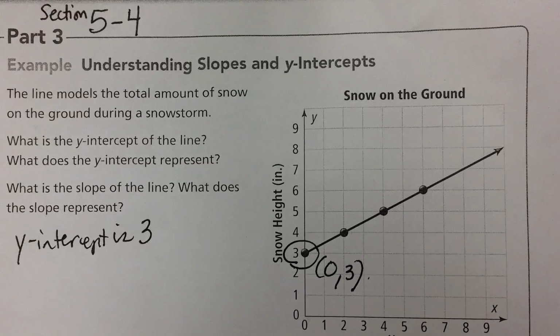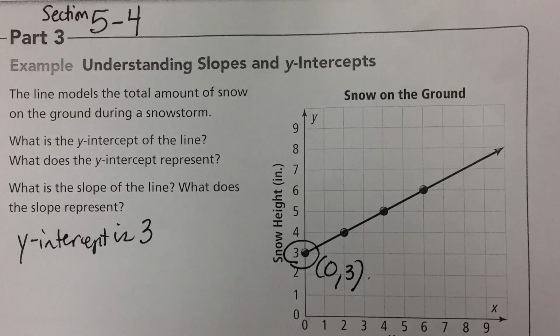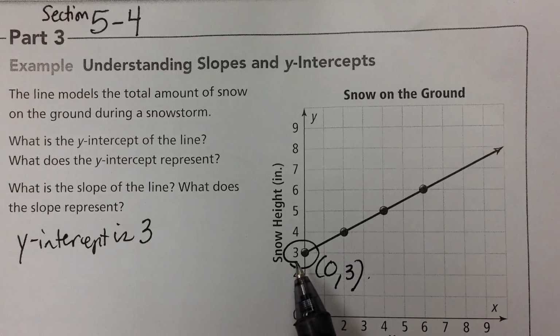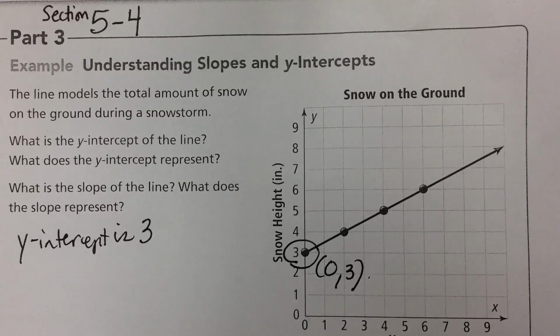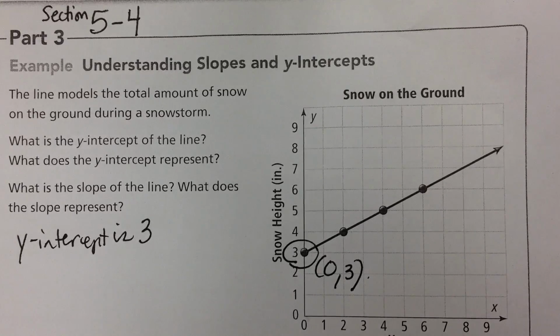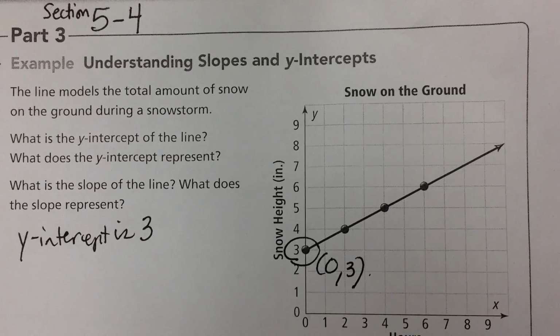What does the y-intercept represent? Well, the y-intercept represents the amount of snow on the ground before the snowstorm. The y-intercept represents the amount of snow on the ground before the storm. All right? Now, what is the slope?